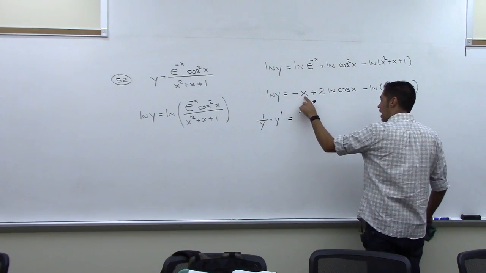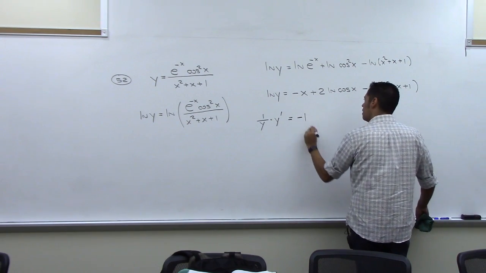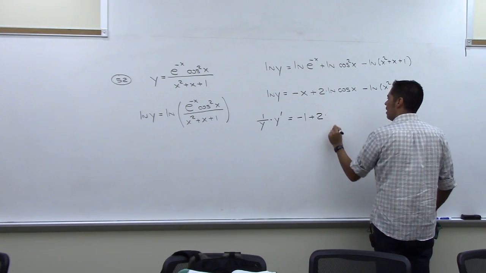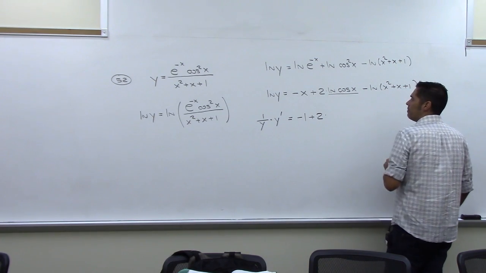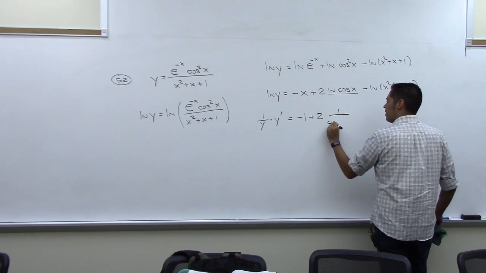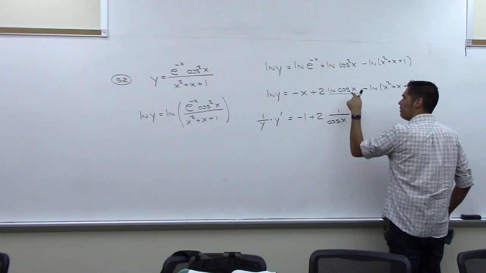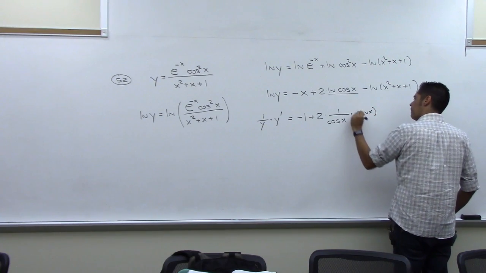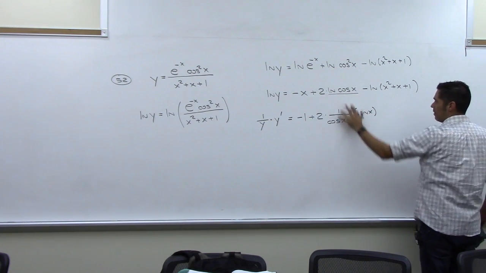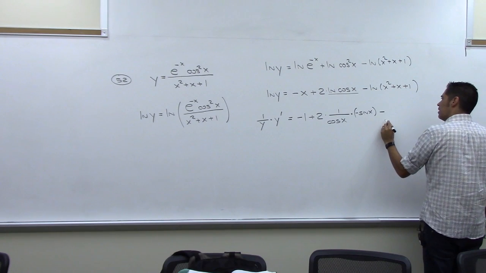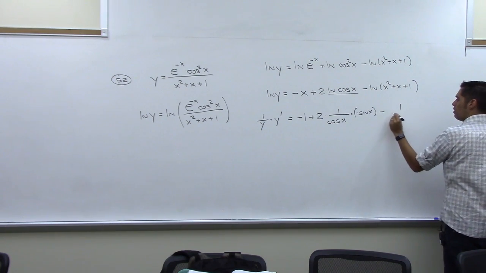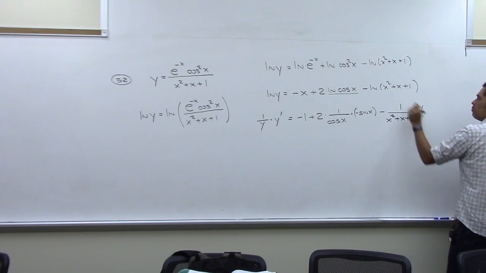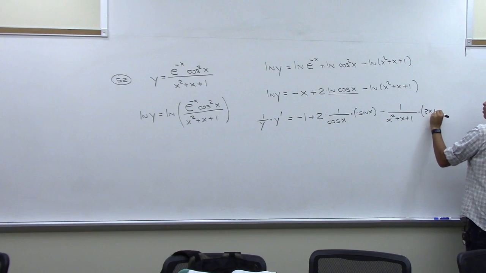The derivative of negative x with respect to x is negative 1. Plus 2 is attached with multiplication, so plus 2 times the derivative of natural log of something, which is 1 over that something times the derivative of what was inside. The derivative of cosine x is negative sine x. And that's it, I'm done with that. And then minus the derivative of natural log of something is 1 over that something times the derivative of what's inside, which is 2x plus 1.